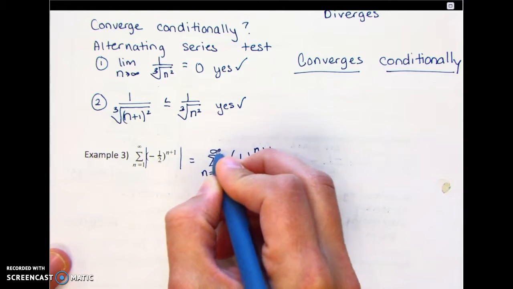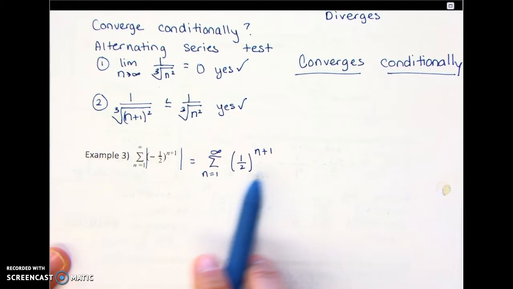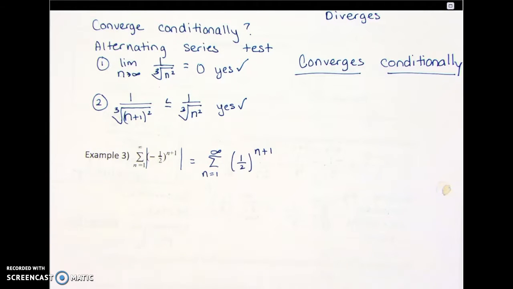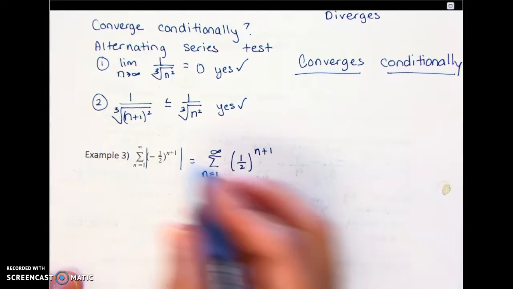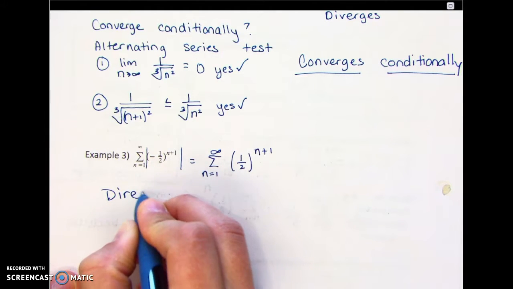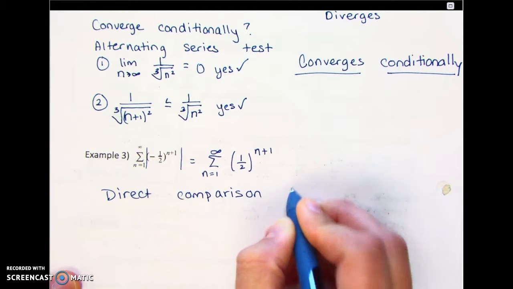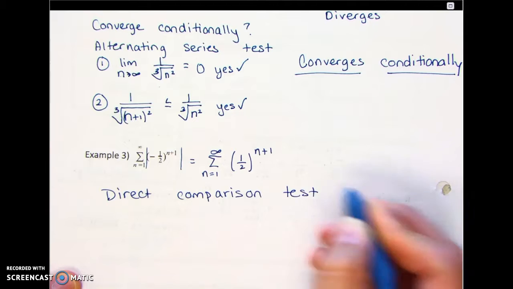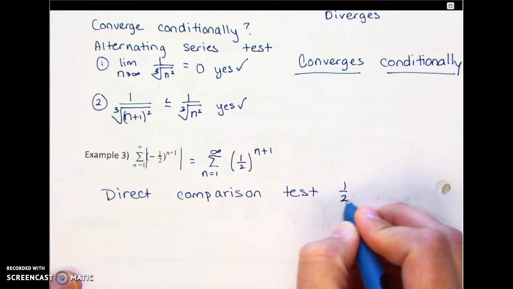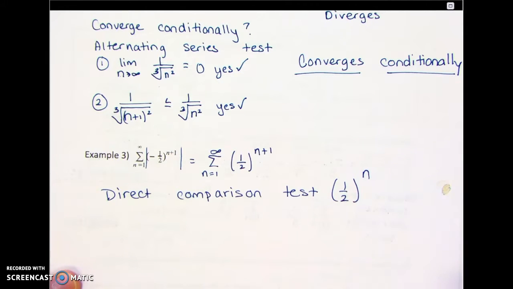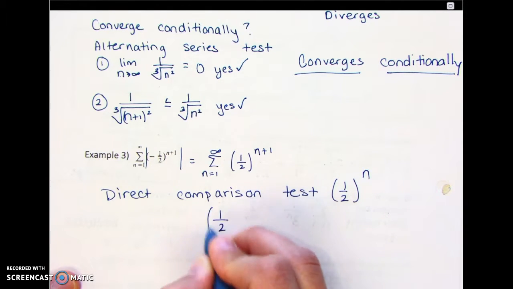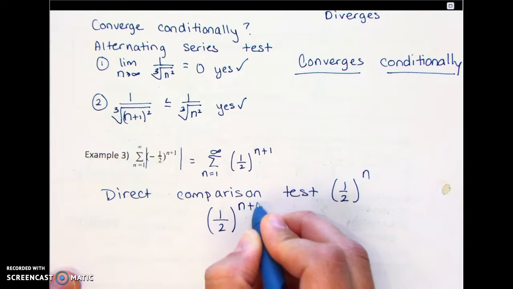Now, this looks like a geometric series, but it's not quite a geometric series. So do you remember which test we use when something looks really close to another one, but not exactly? We're going to use the direct comparison test. And we're going to compare it with 1/2 to the nth power, which is geometric. So which one's bigger? Let's see. 1/2 to the n plus 1.